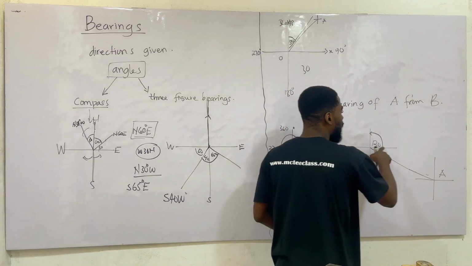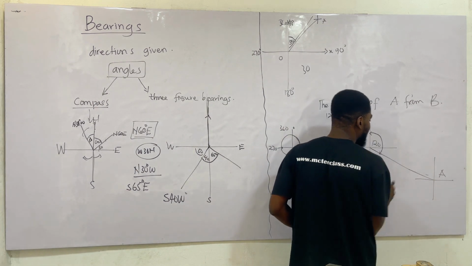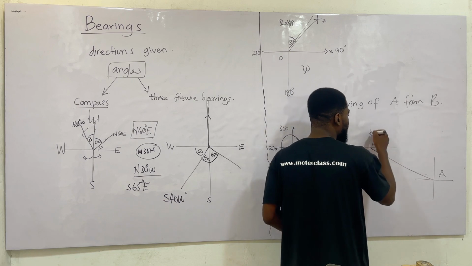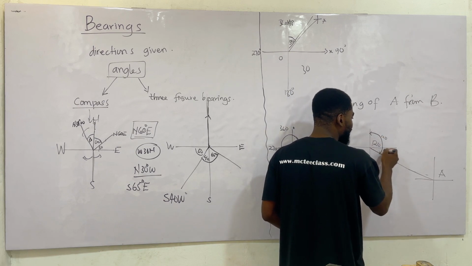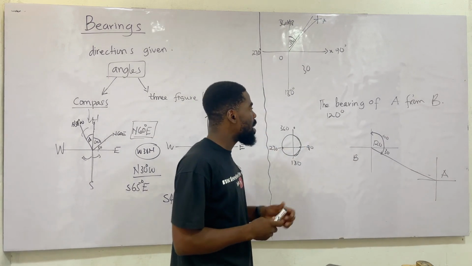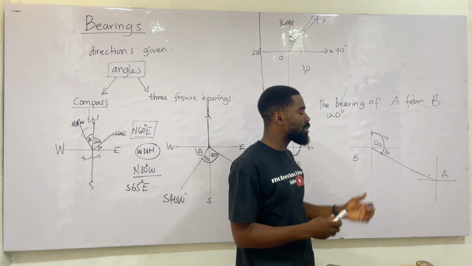If I end here, I'll walk on this path and I'll not get to A. When I end here, I'll be on this path. I'll only get to A when I've turned 120. Then I can get to A, where this angle is 90 and that is 30. When you add all together, you get 120 degrees. So I've drawn the bearing of A from B.